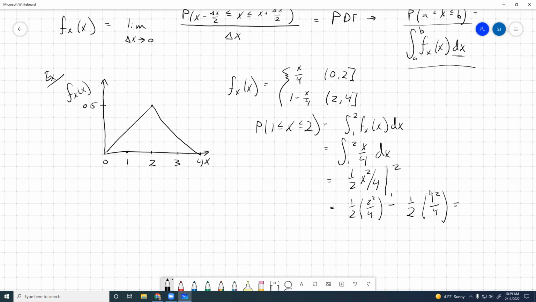And then we get 3/8 or 0.375. So now you could do this. Let's see how much time we have. Yeah, why not? So you could do this, and let's go ahead and say, what's the probability that X is between 0 and 4? Go ahead and do that problem and see what the values come out to be.